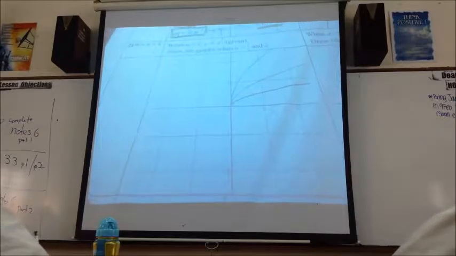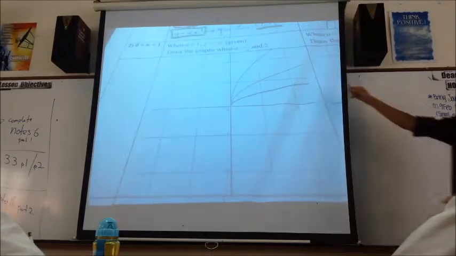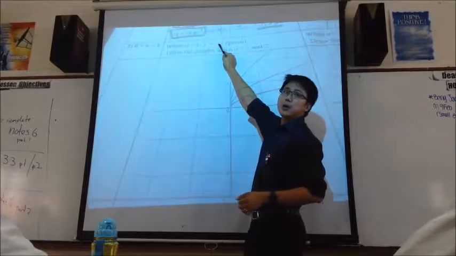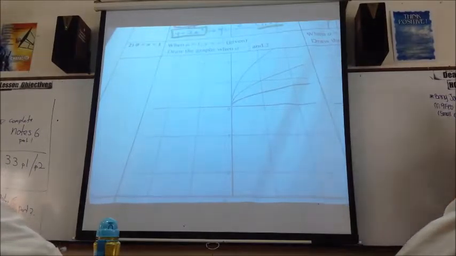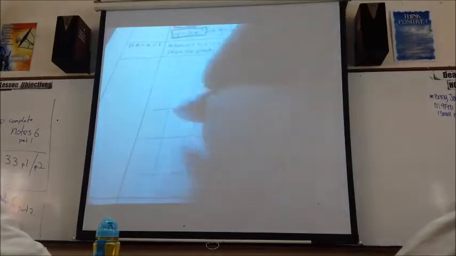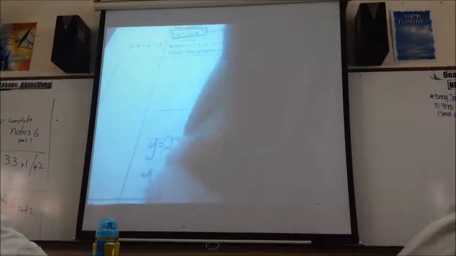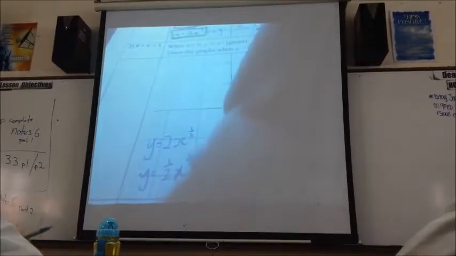Okay, next one. This is y equals to x power half. So same thing, I want to label what? Can you label now? y equals to 2x to the power half, y equals to half x to the power half.